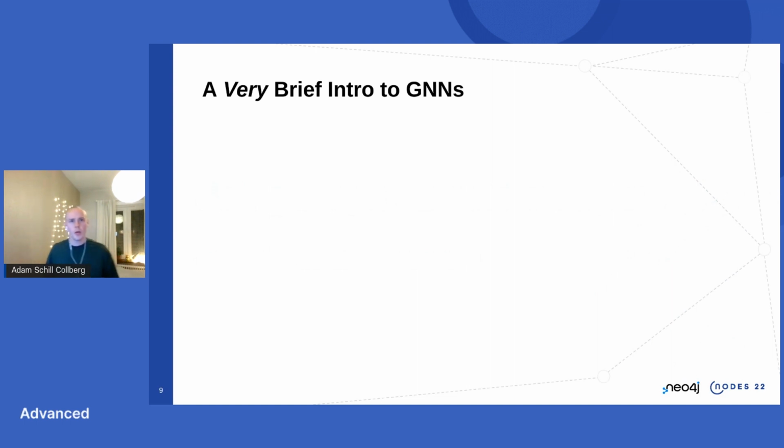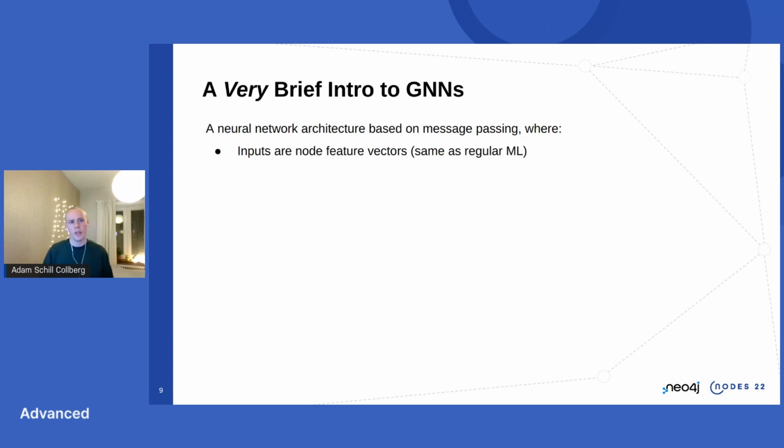Okay, so now let's do a very brief introduction to GNNs. GNNs are a neural network architecture, as the name implies, based on message passing, and messages are sent on the relationships in the graph. So the inputs are the same as before. We have the node feature vectors that are the input to the GNN, and the architecture is defined such that layer connectivity in our neural network is defined by relationships. So that is how the relationships come into the picture.